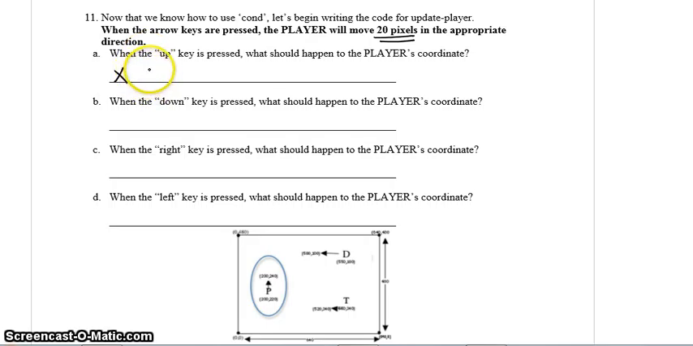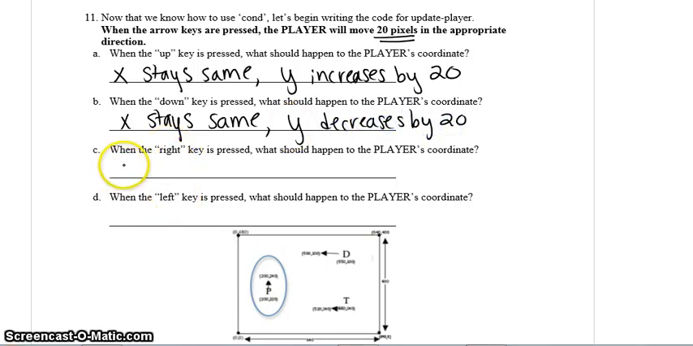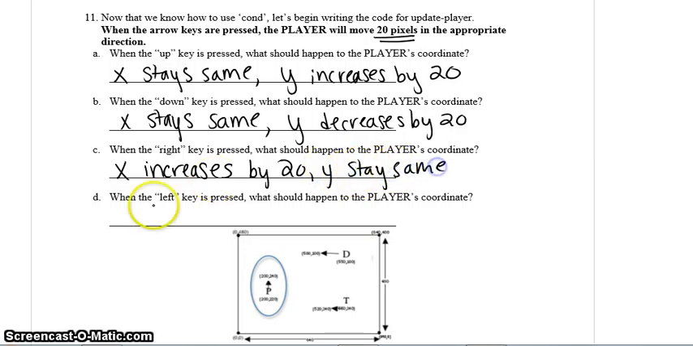When up is pressed, X stays the same and Y increases by 20. We add 20 to the Y when we press up. How about down? X will stay the same when we press down, but Y will decrease by 20. When right and left are pressed, this time X is the one that's increasing or decreasing. Right, X will increase by 20, and Y will stay the same. And left, X decrease by 20, Y stays the same.